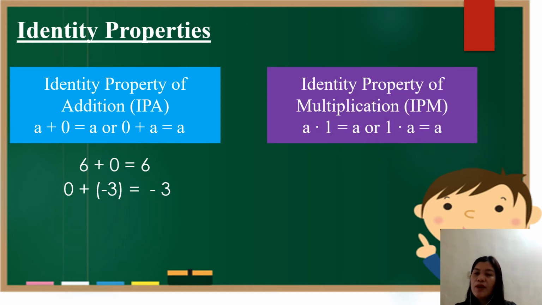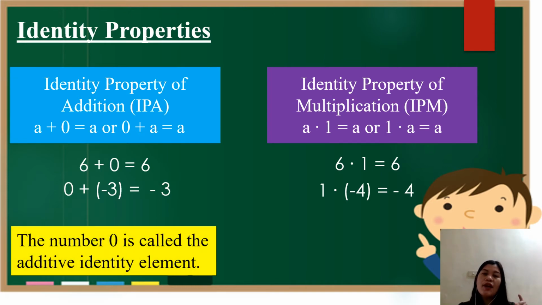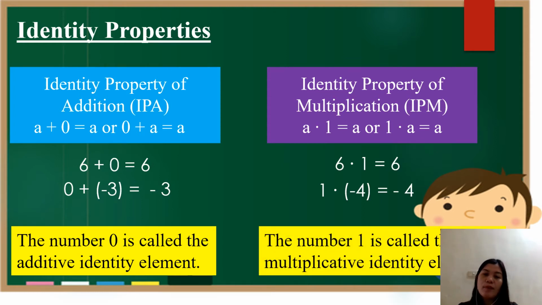Then the identity property of multiplication, our IPM, that is a times 1 equals a, or 1 times a is equal to a. So any number, if you multiply it by 1, is equal to that number. For example, 6 times 1 is 6. Then 1 times negative 4 is negative 4. So the number 0 is called the identity element for addition. For multiplication, 1 is what we call the multiplicative identity element.